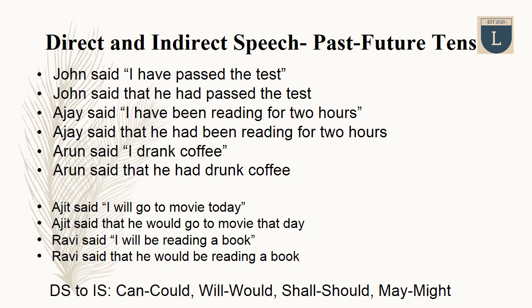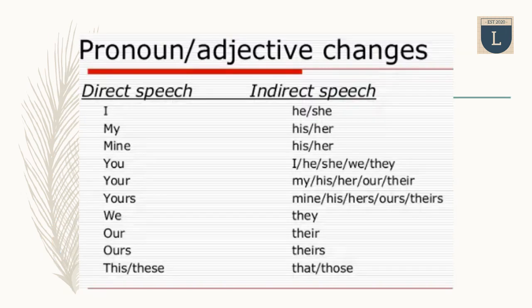Ravi said, "I will be reading a book." Ravi said that he would be reading a book. Here, in the conversion from direct to indirect speech, can becomes could, will becomes would, shall becomes should, may becomes might.